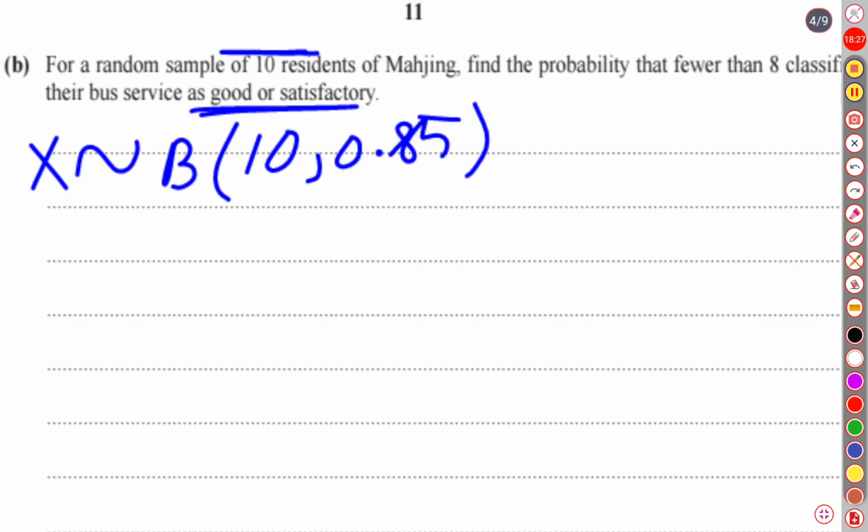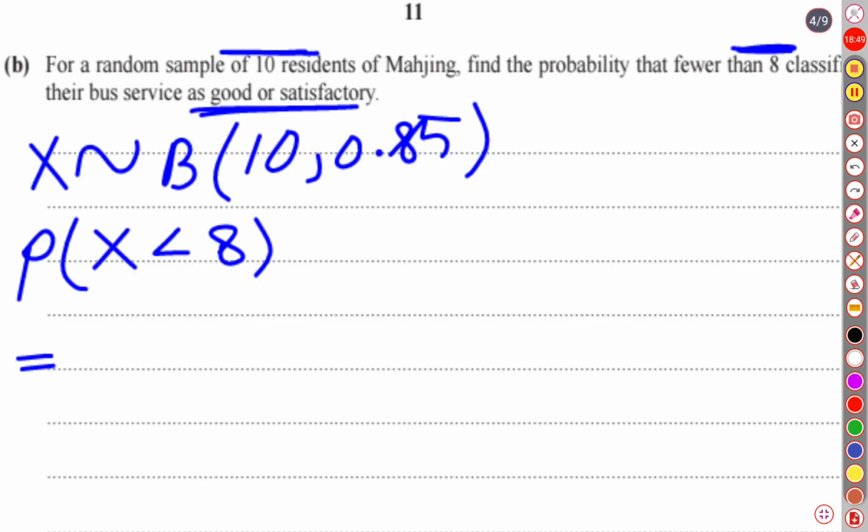These are the parameters. Now we will find, they have told us, the probability of X less than 8, fewer than 8 residents. Now, X less than 8, what does it mean? In words, suppose 7 people classified the service as good or satisfactory, or there might be 6, or 5, or 4, 3, 2, 1. So it's a long calculation. For each of these individual probabilities, it will take a huge time to calculate.